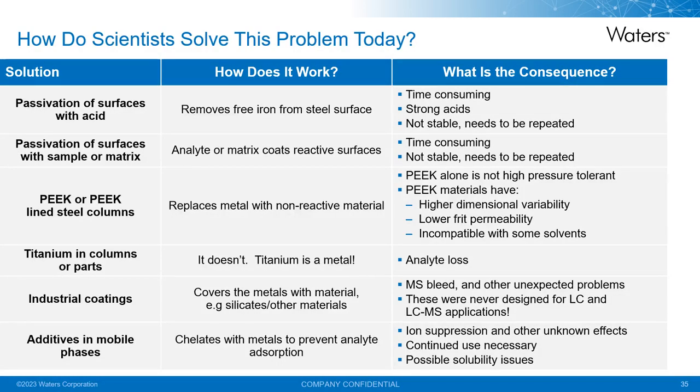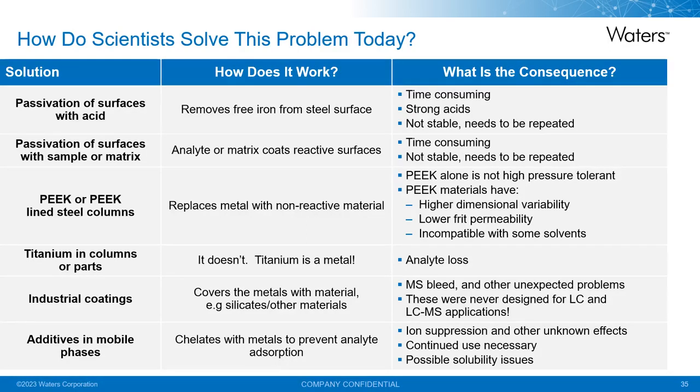Another alternative is industrial coatings. So that's taking some types of materials and trying to cover up the stainless steel. And depending on what the material is, you may have things like MS bleed or other unexpected problems, and you have to be careful that you're using material that was actually designed for LC and LCMS applications.